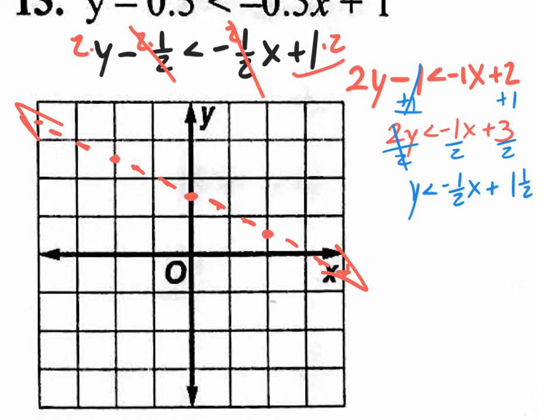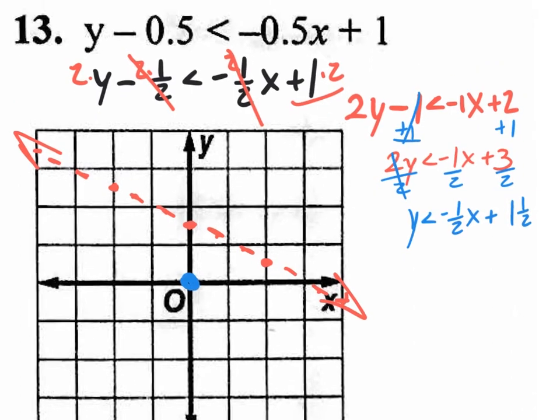Now we need to shade. Let's test the point 0, 0. And we could go with the original or we could go with the modified one. Let's go with the original.